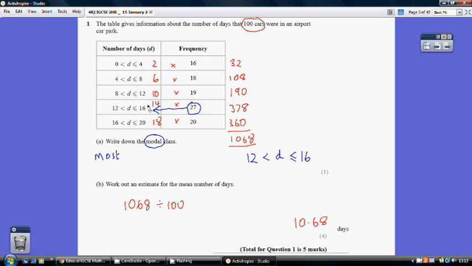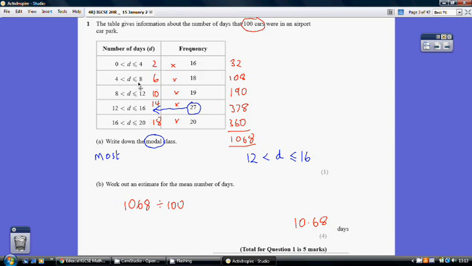Now the estimate that we take is the midpoint. So what's halfway between 0 days and 4 days? Well, that's 2 days. Halfway between 4 and 8, that's 6, and so on. So we estimate the number of days as being the midpoint, and then we use that. So we say those 16 cars were parked for 2 days, those 18 cars were parked for 6 days, etc.